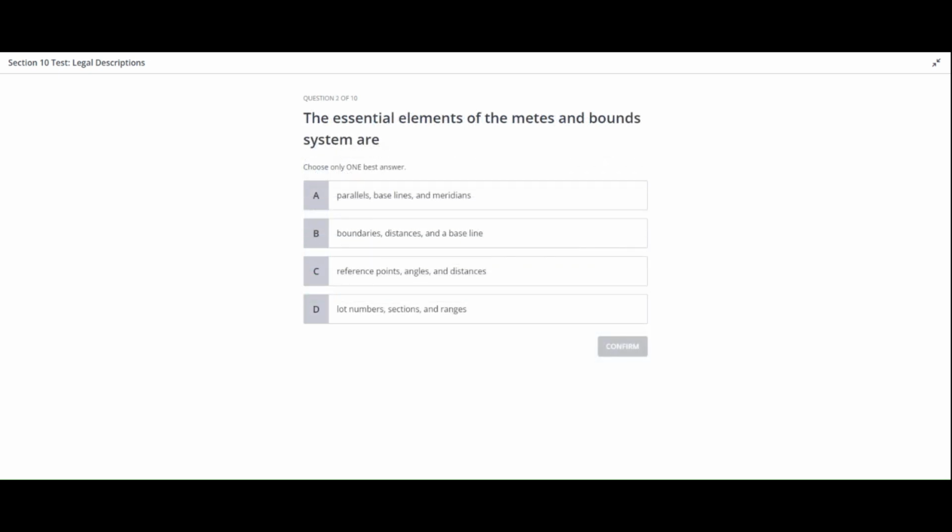Alright, let's move on to the next question. Here's the question. The essential elements of the metes and bounds system are A. Parallels, baselines, and meridians. B. Boundaries, distances, and a baseline. C. Reference points, angles, and distances. D. Lot numbers, sections, and ranges. Take a moment to think. What elements come together to form the metes and bounds system?